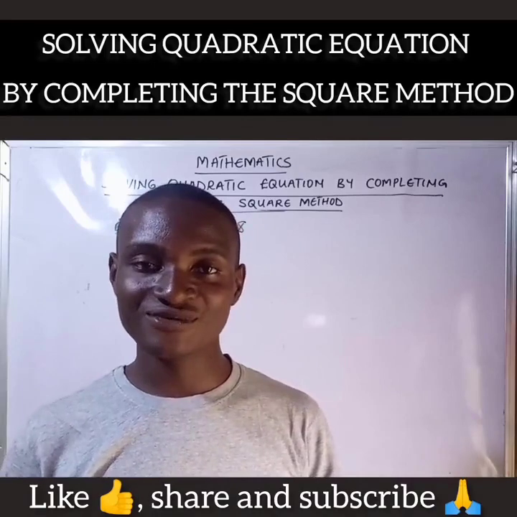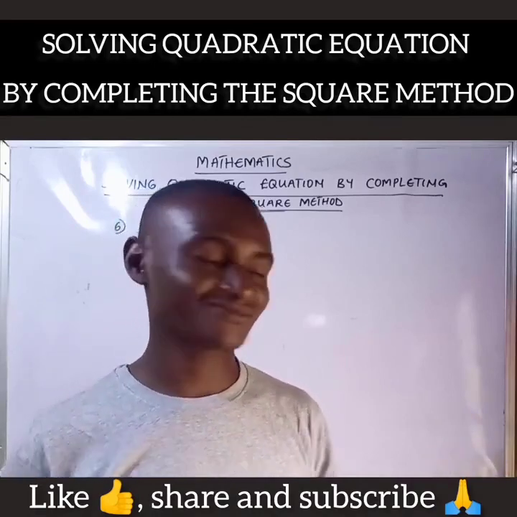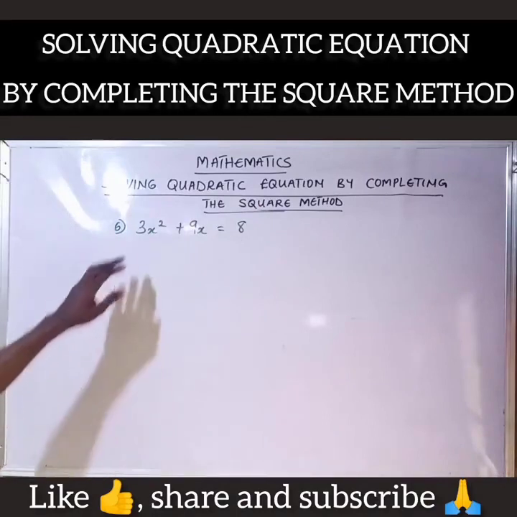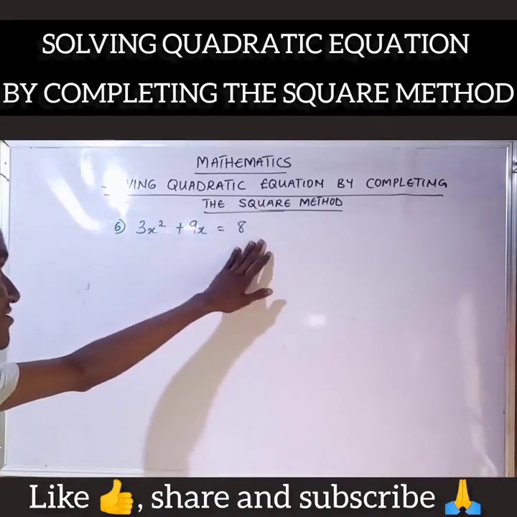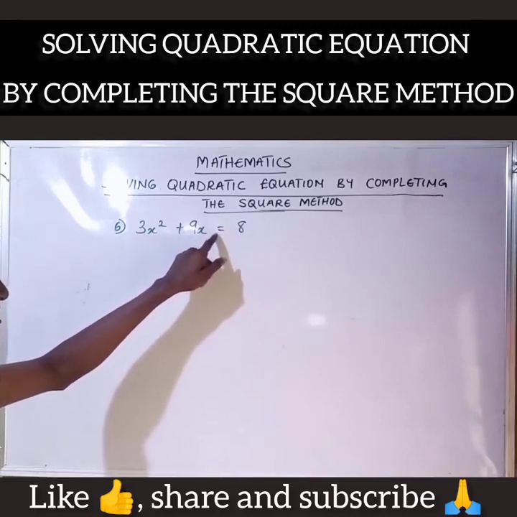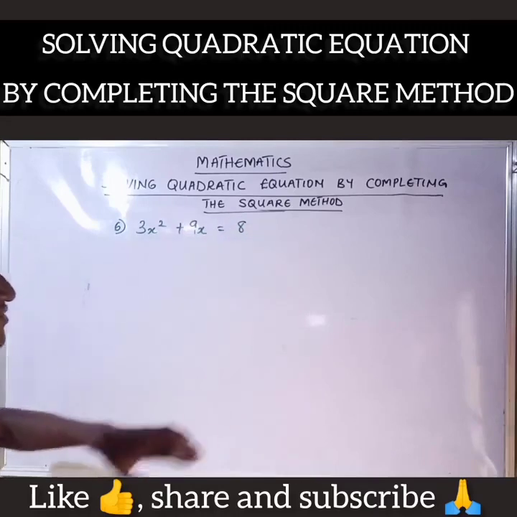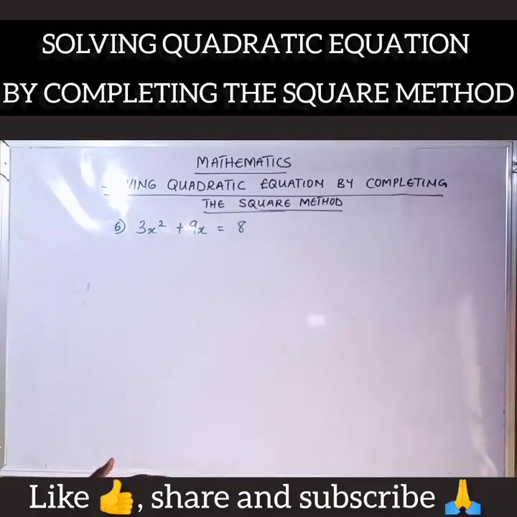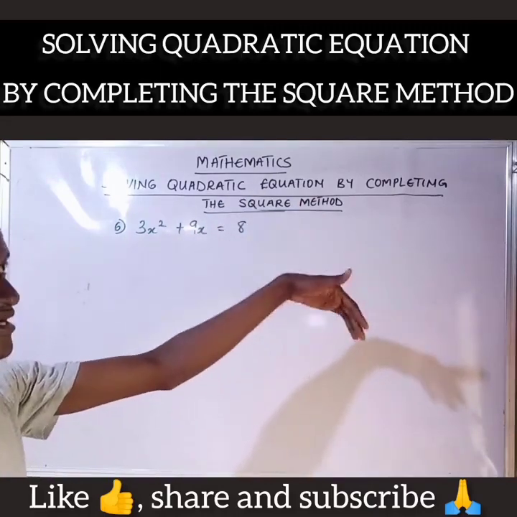So it's time for us to look at the last question as our example, and that is 3x squared plus 9x equals 8. Now, on a good day, this would have been on this side, and the first step I would have taken is to take that 8 to that side. But they've done that for me already. So I'm not going to repeat the step because the 8 is already on the right hand side.